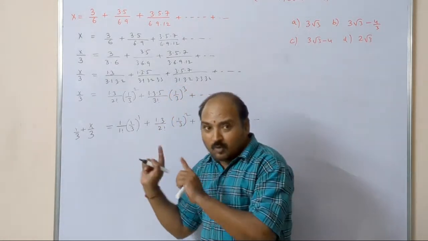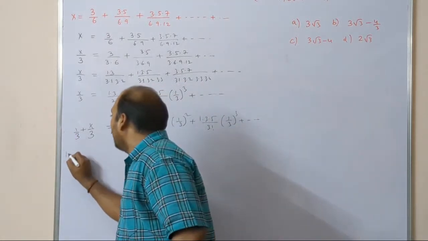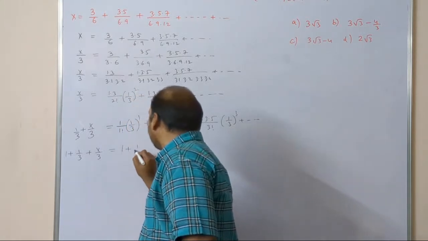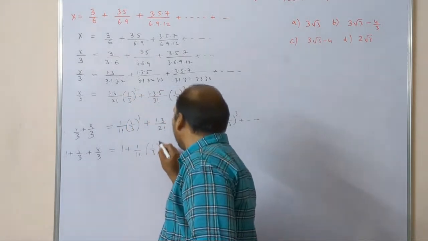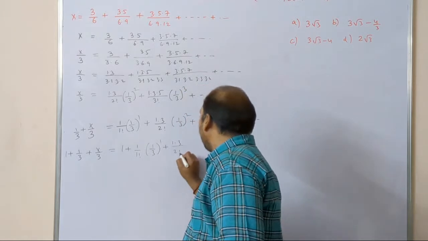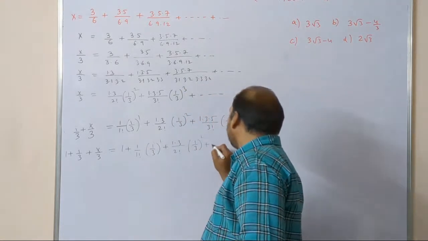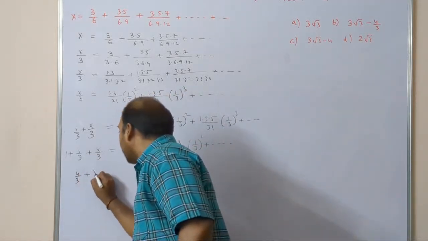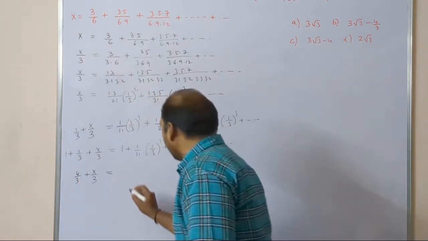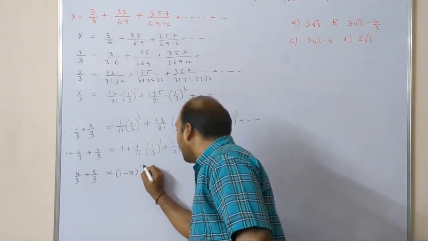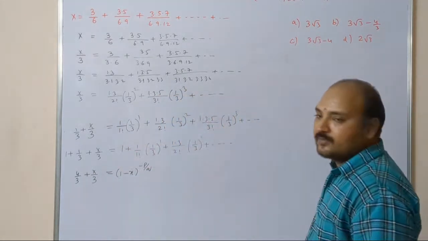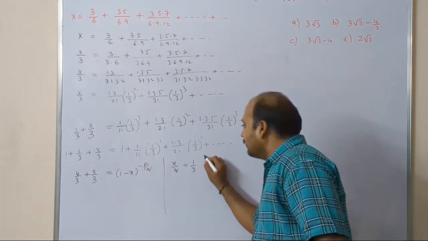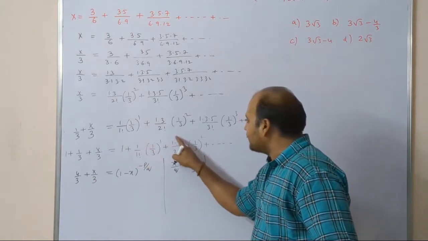If you add 1 on both sides, then the series is going to finish. 1 plus 1 by 3 plus capital X by 3 is equal to 1 plus 1 by 1 factorial into 1 by 3 whole power 1, plus 1 into 3 by 2 factorial into 1 by 3 whole square, plus and so on. So 1 plus 1 by 3 is 4 by 3, plus capital X by 3 is equal to this, which I am taking as the expansion of (1 minus x) whole power minus p by q, dear students. So from here x by q is equal to 1 by 3. This is p plus q.